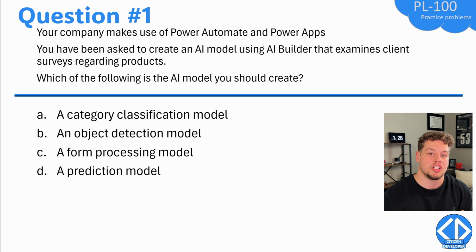So what is this question actually asking? We are trying to determine which model would be best for handling customer surveys. Now, customer surveys are going to be fairly the same from each one. They're going to be the same questions. It might be a certain form or something of that nature. And so this is going to begin to direct me to a form processing model. So see here, it's not going to be a prediction model. We're not classifying. There's no camera for object detection. So this is going to be C, a form processing model.